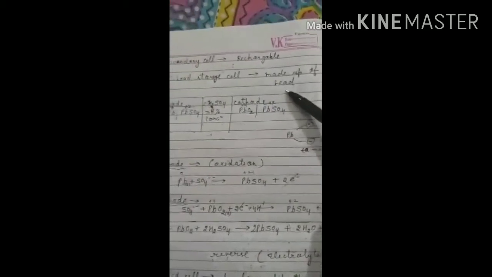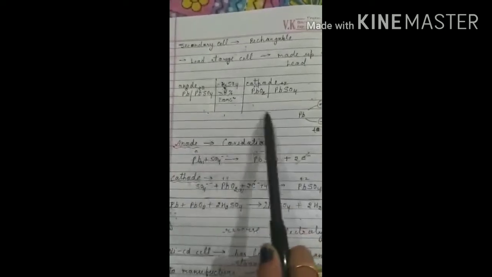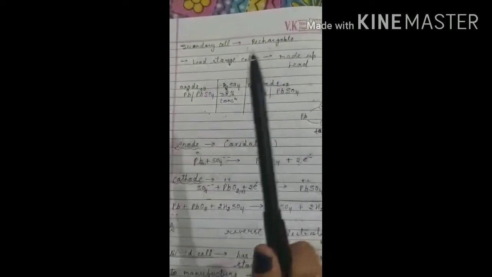Almost all of us have lead storage batteries at home. This is most probably used in inverters. This is made up of lead. Here I am telling you its construction, otherwise it is not very easy to draw a battery of an inverter in the notebook. Here I am telling the way to learn it: which terminal acts as cathode and which terminal acts as anode.